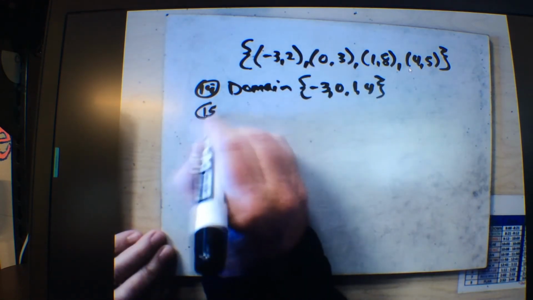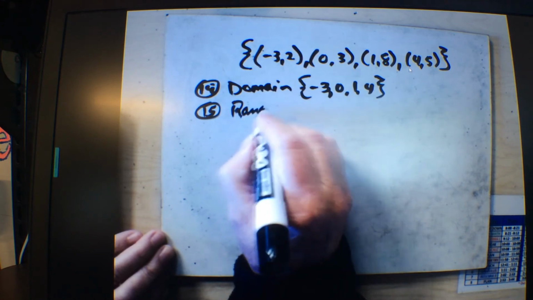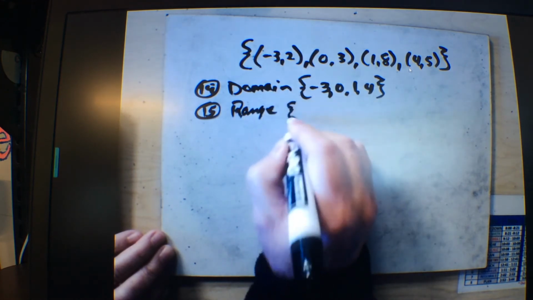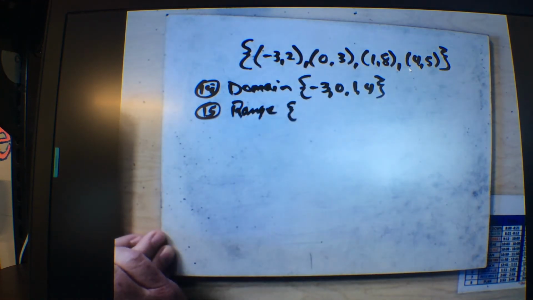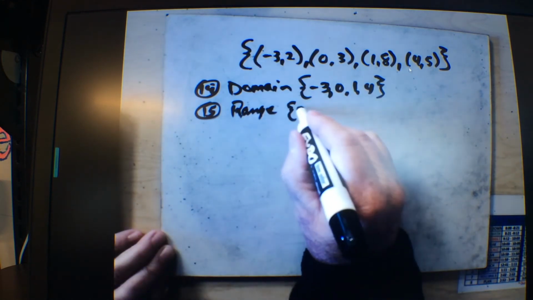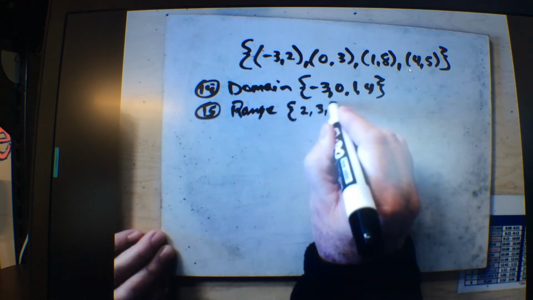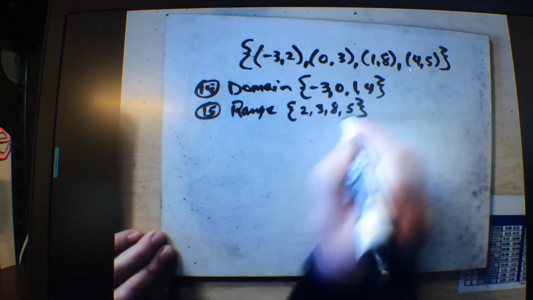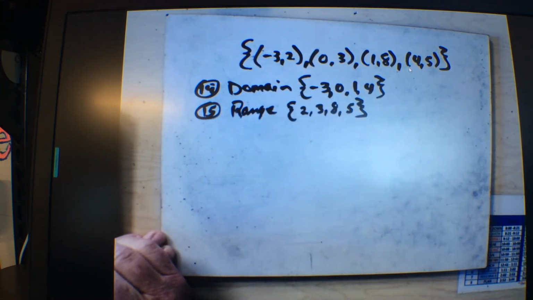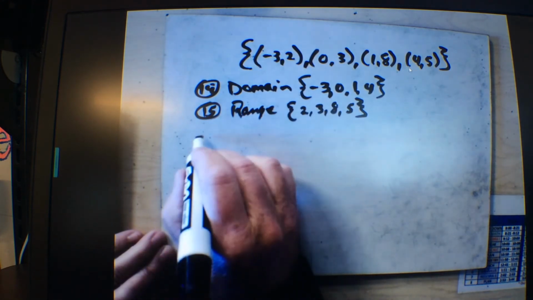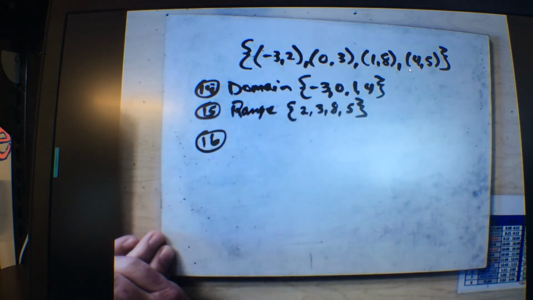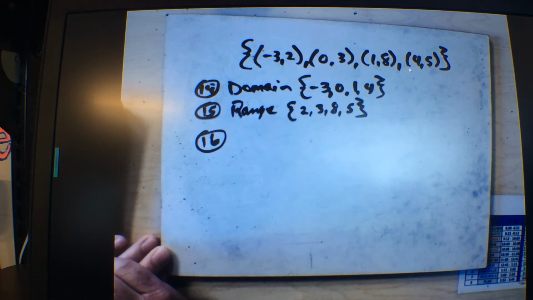All right? So let's do the range. Hopefully we'll get this one right. What's the range? Allie? 2, 3, 8, 5. Does it have to be in order? No. So how would I do a mapping on this? A mapping. How would I do a mapping on this?